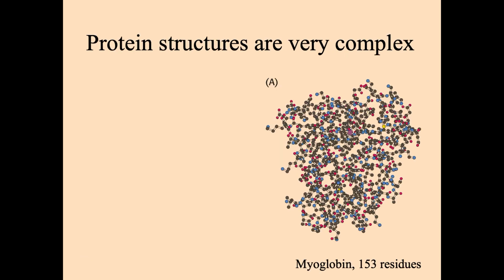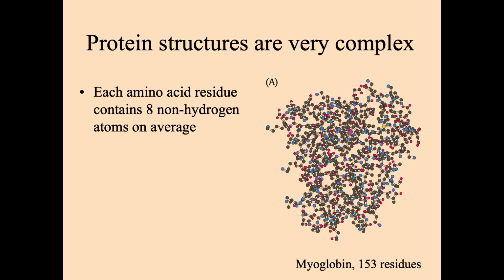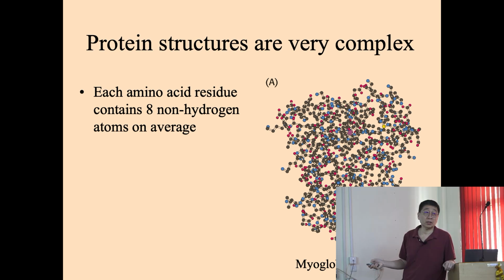That's a US game. Anyway, the other thing is when you look at a protein structure, they are very complex. So here is a protein of myoglobin again, 153 residues. Typically, each residue of a protein contains about 8 non-hydrogen atoms. That's what's being shown here. So essentially, 8 times 153 is somewhere around 1,200 atoms. So it's a very complex structure.